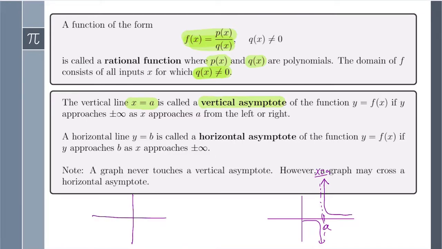Similarly, when x approaches infinity, if the function approaches a horizontal line, let's say y equals b, then this line y equals b is called the horizontal asymptote of this function. It could also be in the other direction: when x approaches negative infinity, the function approaches a line, then this line y equals b is called a horizontal asymptote. Now, if there's no horizontal asymptote, then we'll have a slant asymptote, which is not a horizontal or vertical line. It could be a line which is at some angle with the x-axis.